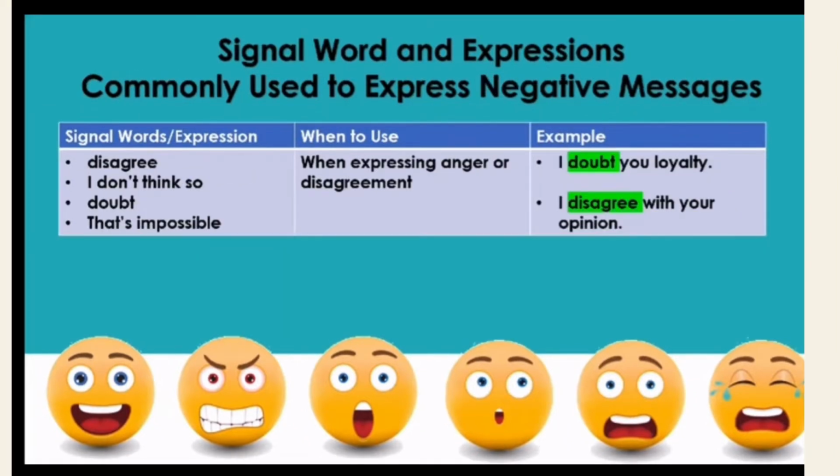Also, when we want to express anger or disagreement, we can make use of signal words or expressions like disagree, I don't think so, doubt, that's impossible. Example sentences are: I doubt your loyalty. I disagree with your opinion. These are examples of negative messages.